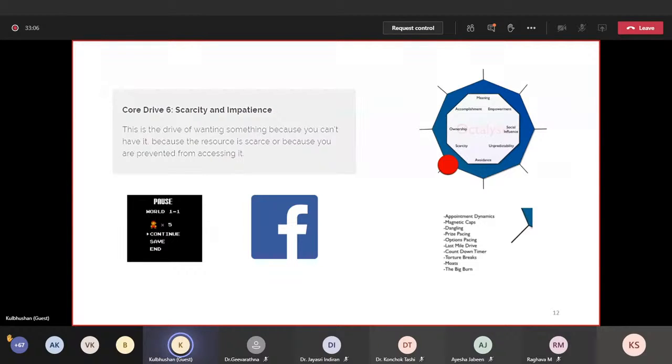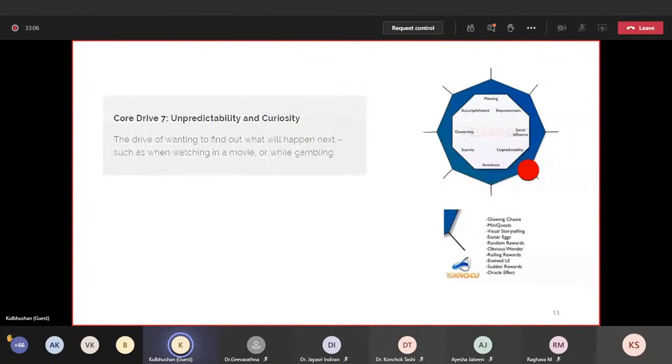Core Drive 7 is unpredictability and curiosity. Something which is unpredictable, people are more likely to get hooked to the system. For example, in a gamified activity, if there are random rewards, random points, or some mini quests, then people are more likely to engage in the activity. For example, there are computer games like GTA, which has side quests. There is a main storyline and there are side quests. People are also more likely to do the side quests as they want to take part in the main storyline.